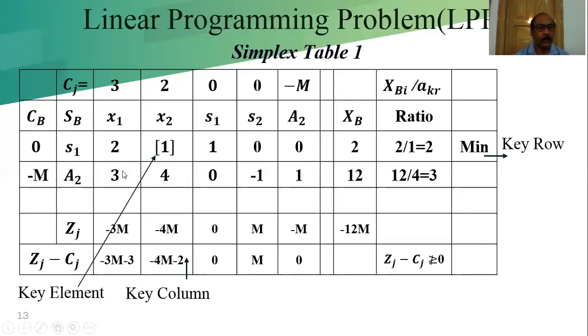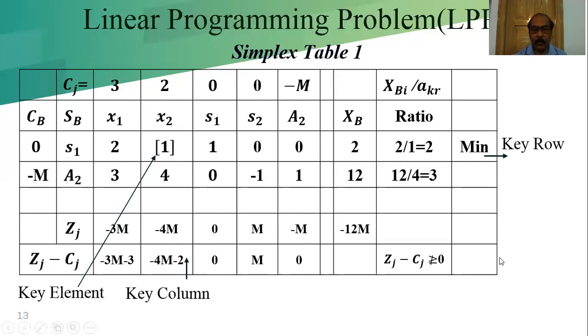Now see, 3 into minus m, minus 3m. 4 into minus m, minus 4m. 0 is 0. This minus minus is positive, so minus m. So minus m minus this is 0. m minus 0 is m. 0 minus 0 is 0. Now minus 4m minus 2, so minus 4m minus 2. And this is minus 3m minus 3, so minus 3m minus 3.